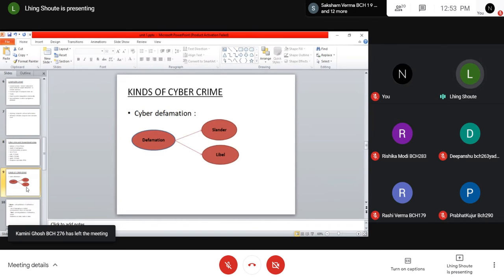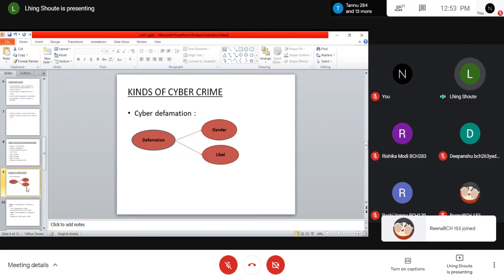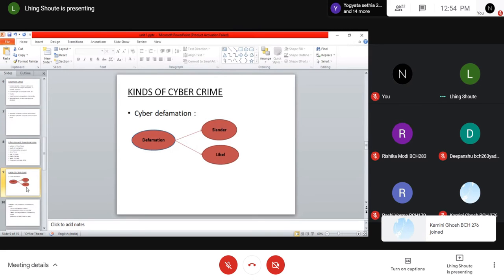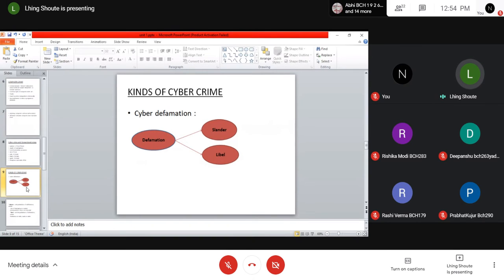And let's look at the next topic, that is different kinds of cyber crime. So there are many types of cyber crime, and we will just look at the most common ones. Okay, so the first is cyber defamation. Defamation, you must have heard. What do you mean by defamation? Defamation means the action of damaging the good reputation of someone, right?